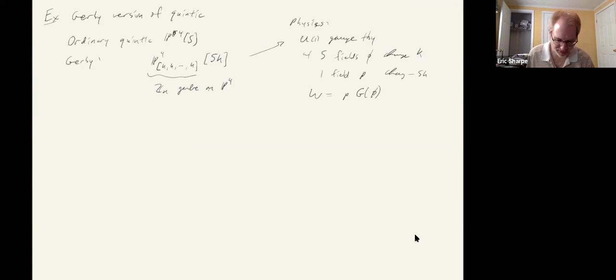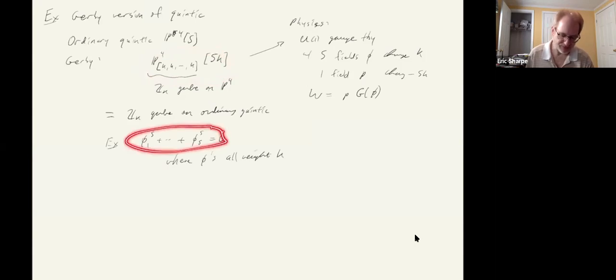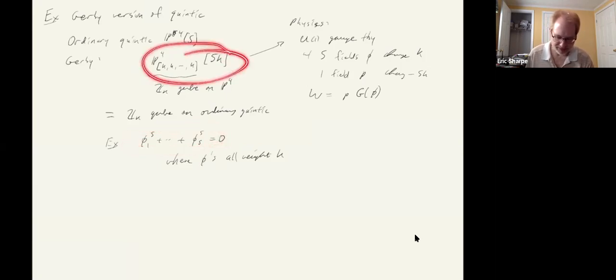Where I was going with this is that this gerby version of the quintic is also a Z mod K gerbe on an ordinary quintic. The defining polynomial looks the same as the defining polynomial of a quintic. For example, we could have phi 1 to the fifth plus and so on down to phi 5 to the fifth equal to 0, a perfectly fine defining polynomial for this case where the phis all have weight K, so that this thing is now a degree 5K hypersurface. That's what I mean when I say that if you drop the automorphisms, this projects down immediately to an ordinary quintic.